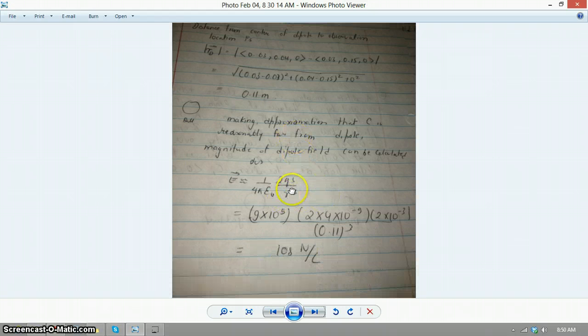We also talked about this in class, where we made the approximation that if C is reasonably far from the dipole, the magnitude of the dipole field can be calculated by this formula, where S is relatively smaller than R. Using this formula, E equals 1 upon 4 pi epsilon naught times QS upon R cubed, we get a value of 108 newtons per coulomb.